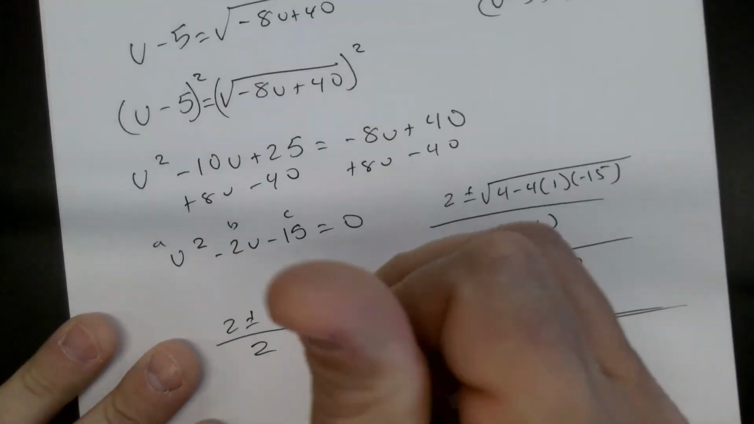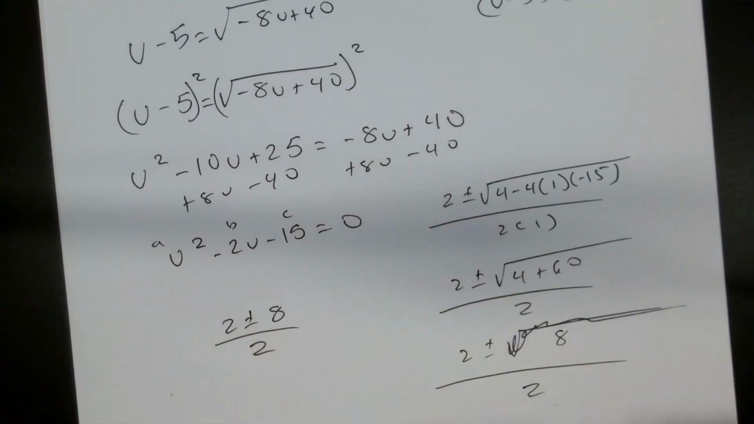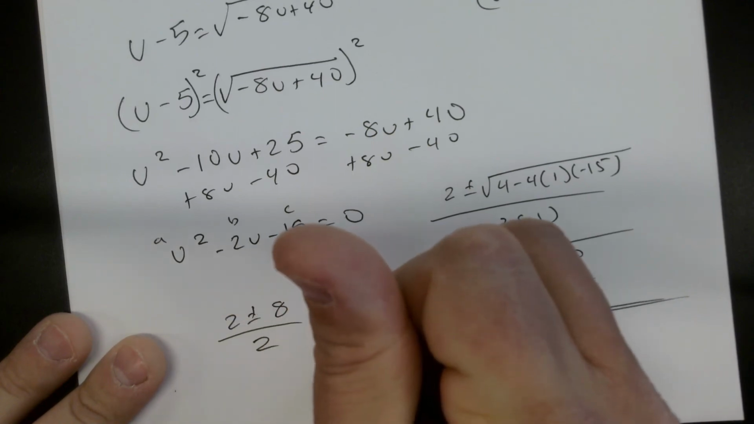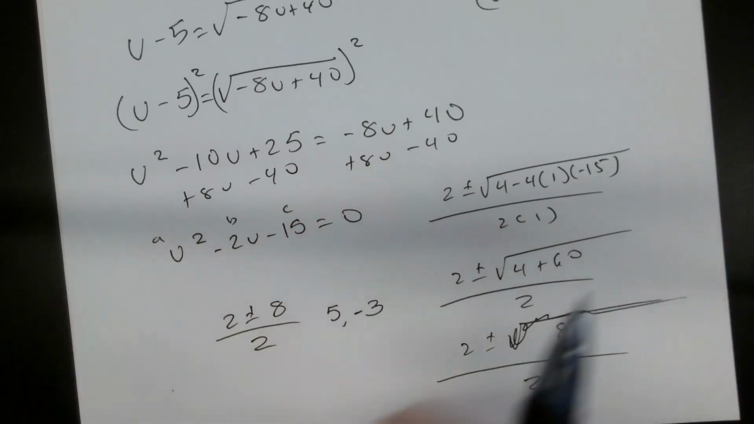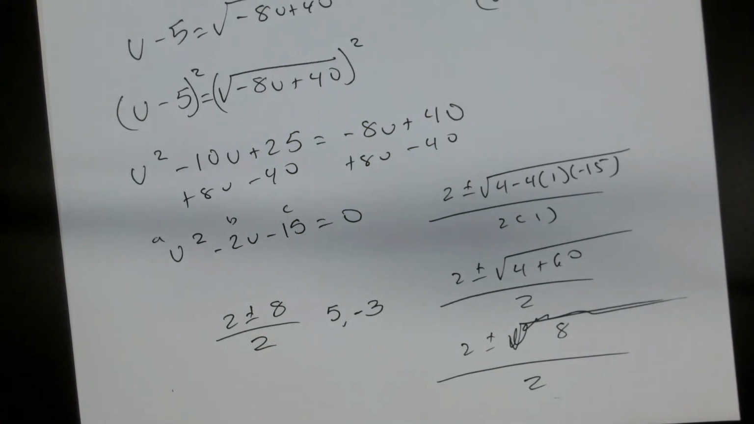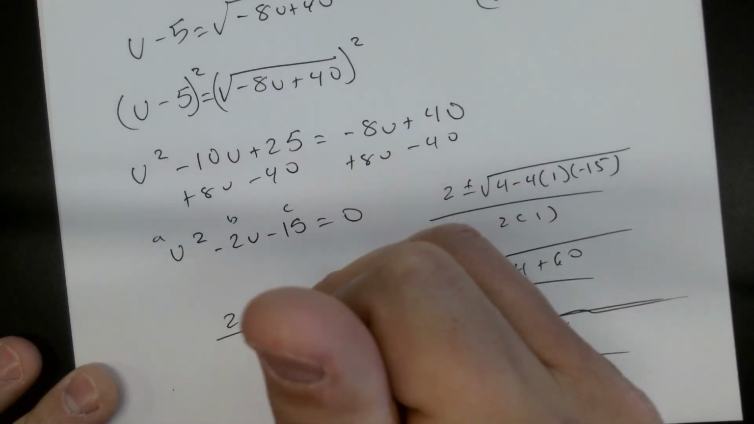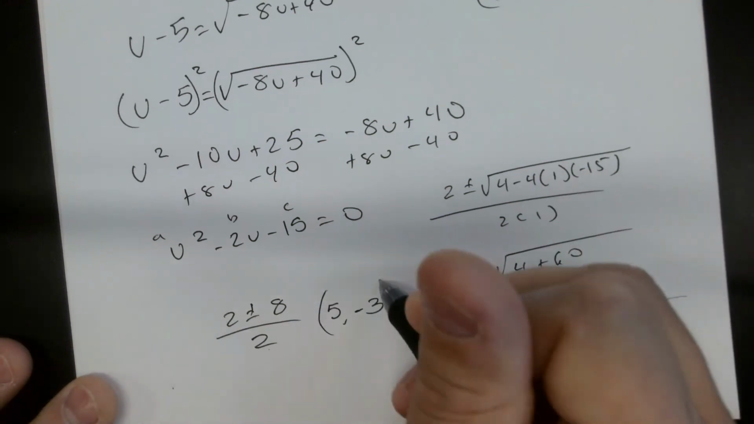So we're to there. Which gives us how many answers? It should give us 2. So it's 5 and negative 3. Are those our two answers? 2 plus 8 divided by 2 is 5. 2 minus 8 is negative 6, divided by 2 is negative 3. Okay, so those are our two answers.